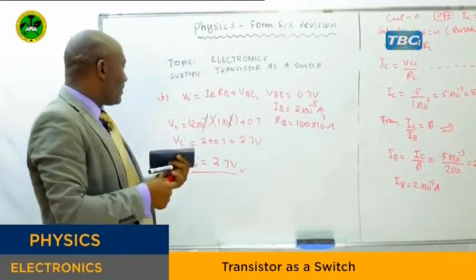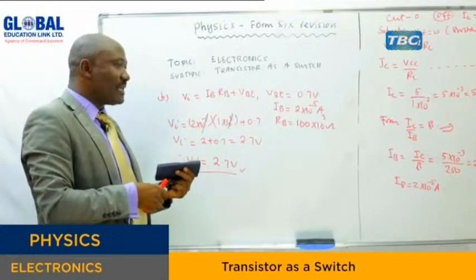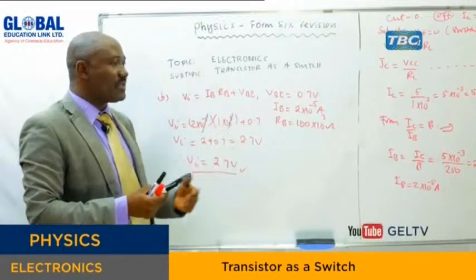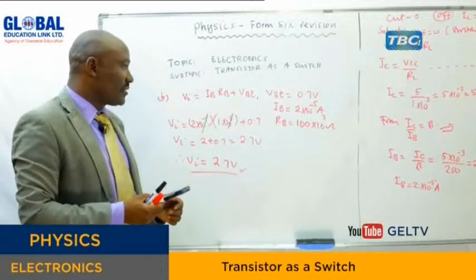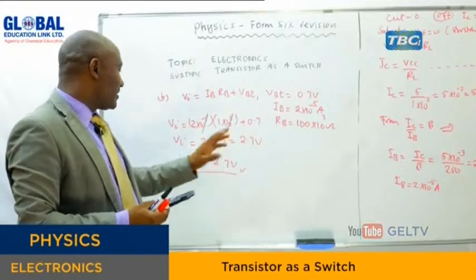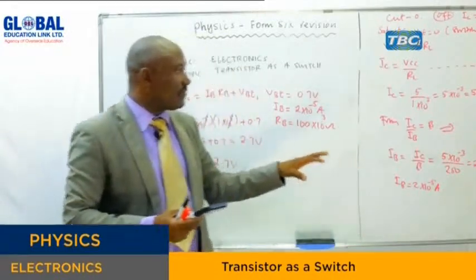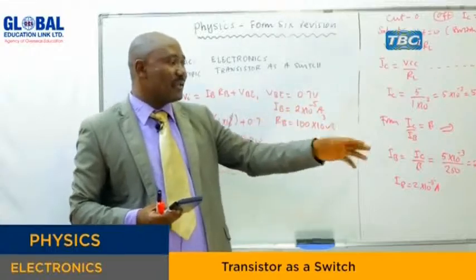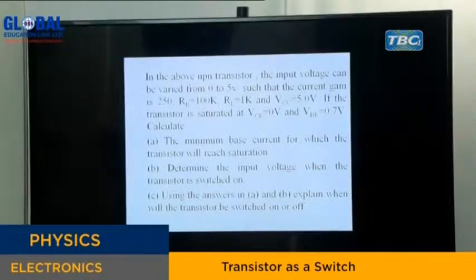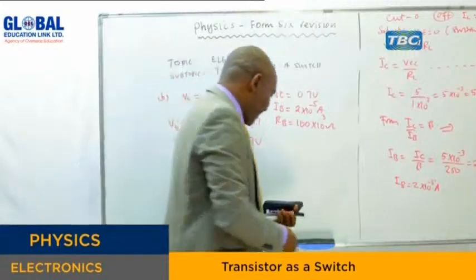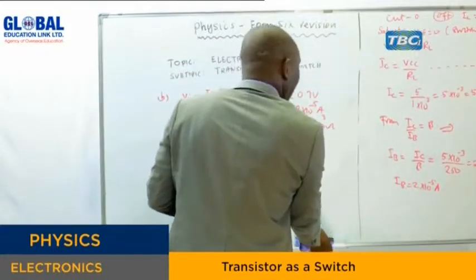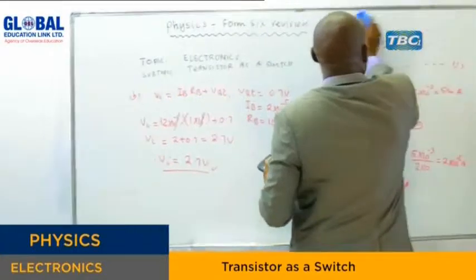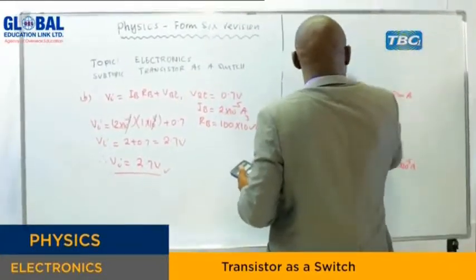So the values we are looking for: in part A, the base current for which the transistor will reach saturation, and in part B, the input voltage when the transistor is switched on. Now, as I said before, we have 3 states of a transistor. In part C, using the answers in A and B, you're supposed to explain when the transistor will be switched on or off. So from here, you can see the values we got.